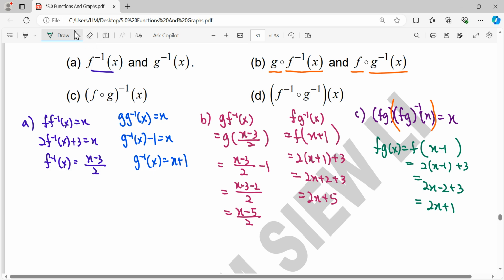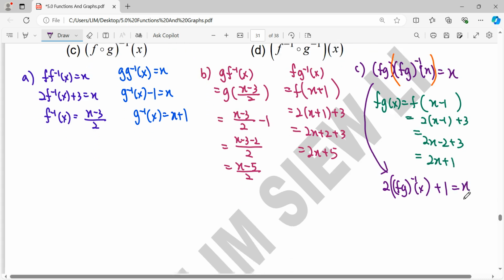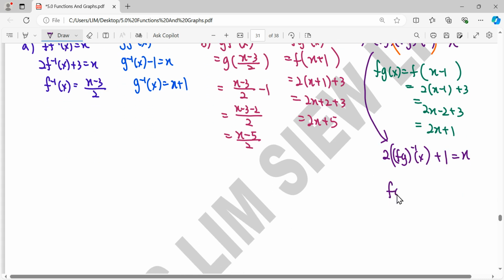Then we can continue back to find its composite inverse. So the composite inverse to the function, therefore, it will be 2 times fg inverse plus 1, you get the result of x. Then we find out what is our fg inverse. fg inverse will be equal to, move your 1 to the right hand side, minus, and then move this coefficient, which will become divided by 2. So this is our composite inverse.